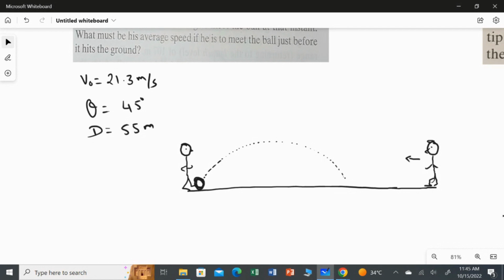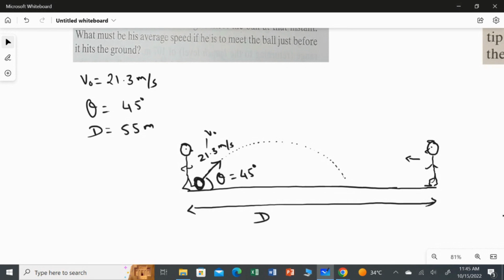So the distance and the angle of kicking. Here the initial velocity, the player is kicking with 21.3 meter per second, which is our initial speed. And what is the angle? Theta, which is equal to 45 degree. And the most important thing, the distance from the first player to the second player, here they mention as capital D, which is equal to 55 meter. Now we have to find what should be the average speed of the player to take this ball.